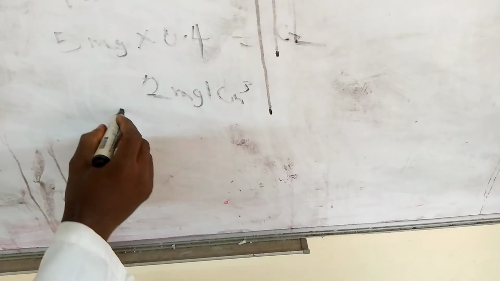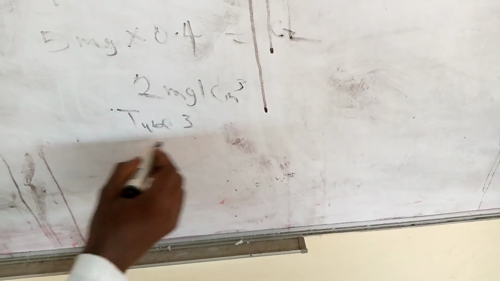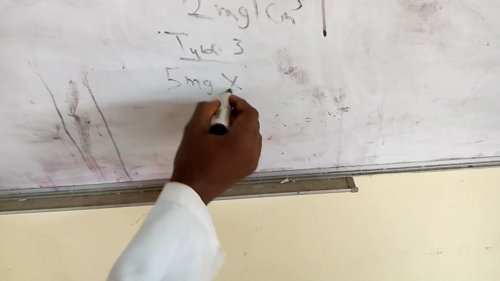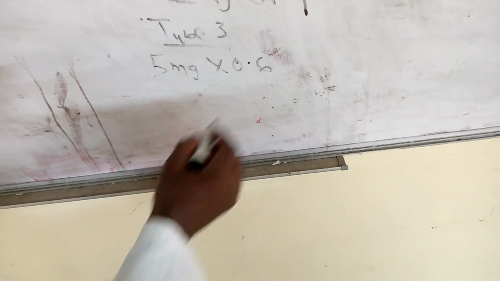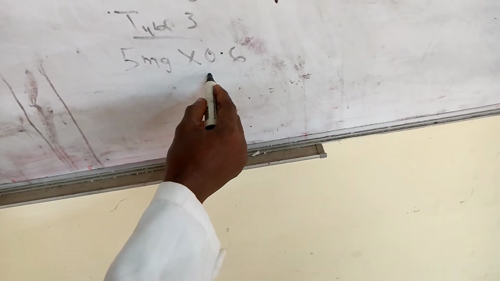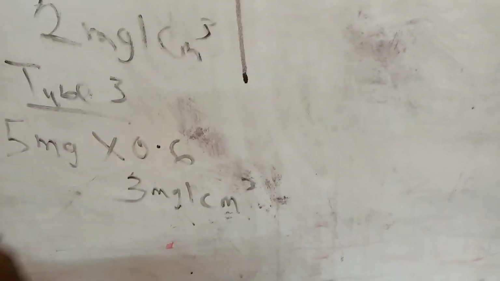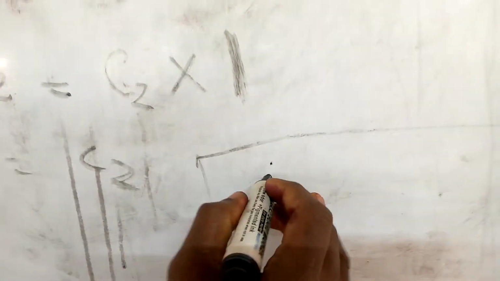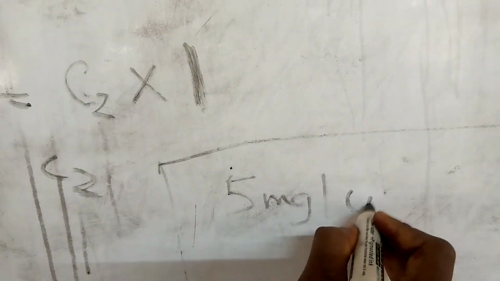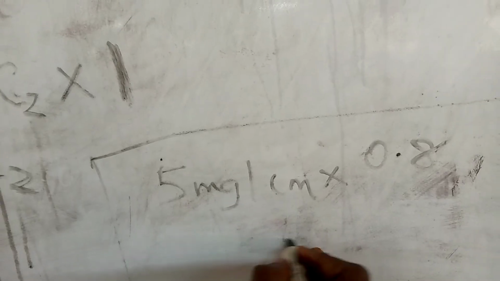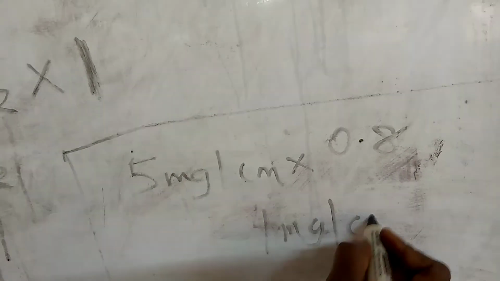Then if we go to tube 3, it's going to be 5 milligram per mil times 0.6, and our answer should be 3. That is 3 milligram per mil. And then in tube 4, what are we going to have? Tube 4 will be 5 milligram per mil times 0.8, and then what we have finally is 4 milligram per mil.